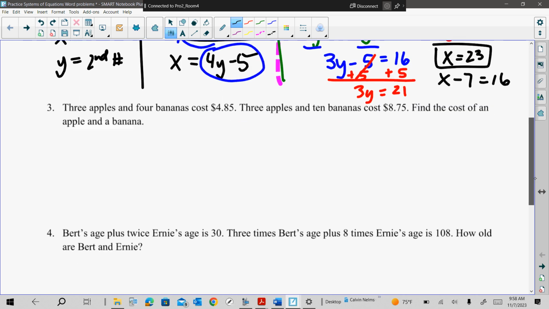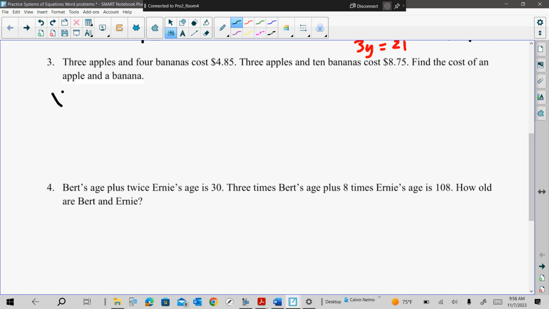All right, start off with defining our x and our y. Based on the first sentence, it says 3 apples and 4 bananas cost $4.85. What are the two unknowns? What could our x be? X could be apples, so x equals apples. What could our y be then? Bananas. Okay, so there is defined.